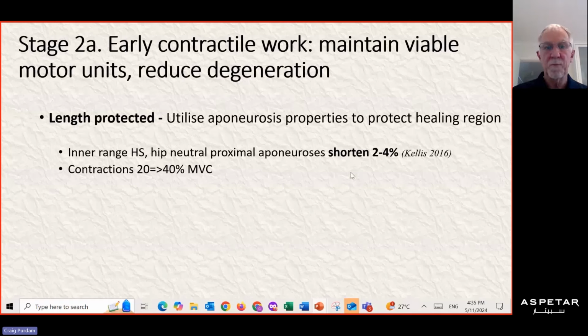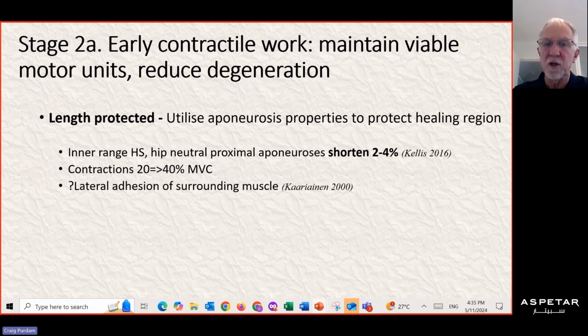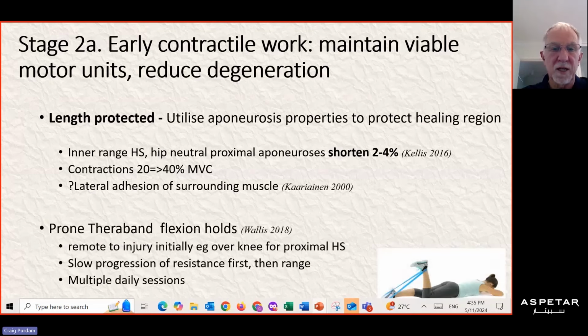That is, if we put it in a range and do contractions in here, we're pretty safe. We've actually shortened the aponeurosis, and so we can use that plus or minus the adhesions of the surrounding muscles, and we can go to town on things such as prone and TheraBand holds. Athletes can get pretty sick of these because we can do multiple daily sessions, multiple reps, just keeping an eye on any changes in symptoms. But by and large, these are pretty benign exercises.